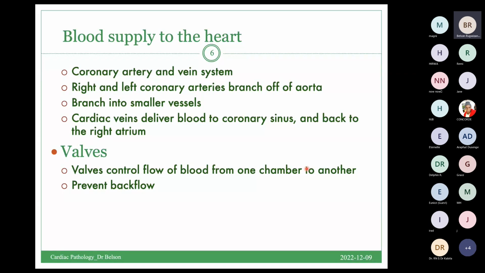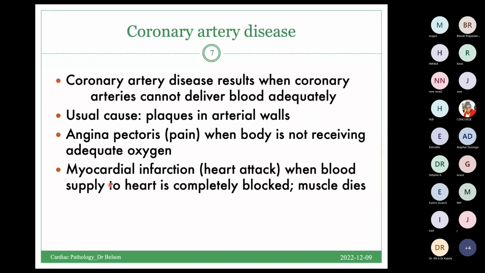So the blood supply to the heart is composed of coronary arteries and veins. So we don't have to take time on this. And the valves, I have talked about them. They prevent the backflow of the blood. So coronary artery diseases result from coronary arteries which cannot deliver blood adequately. So we start with the coronary arteries, meaning we are going to see the problems of the heart itself. So here we start with the problems of the heart itself.